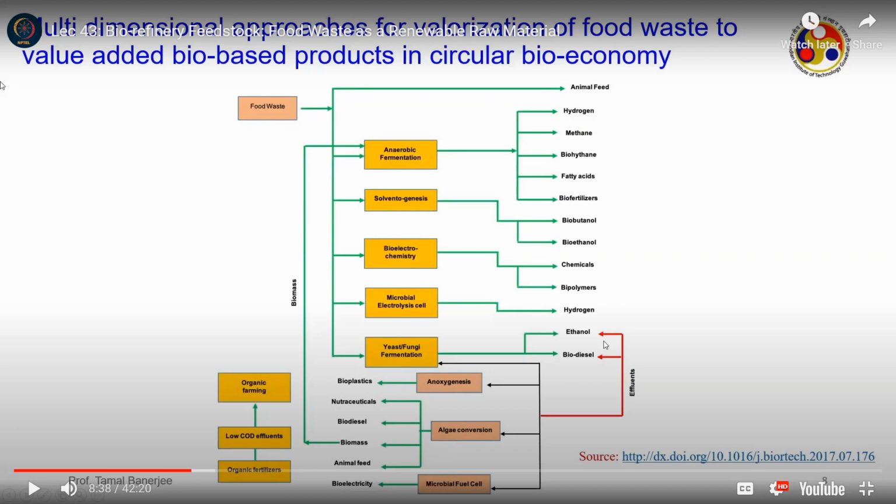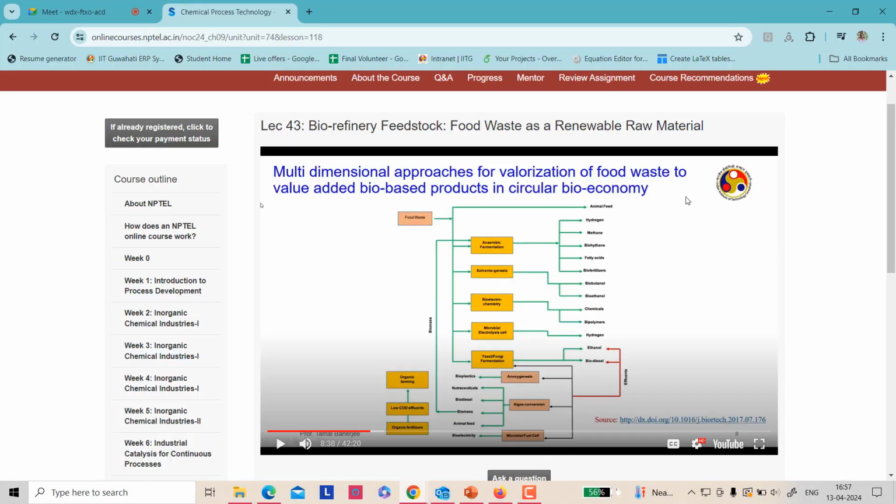Similarly, these ethanol and biodiesel effluents can also be used for anaerobic digestion, which produces bioplastics, and algae conversions, which produce nutraceuticals, biodiesel, biomass, animal feed, and bioelectricity from the microbial fuel cell. Okay, so these are the multidimensional approaches.